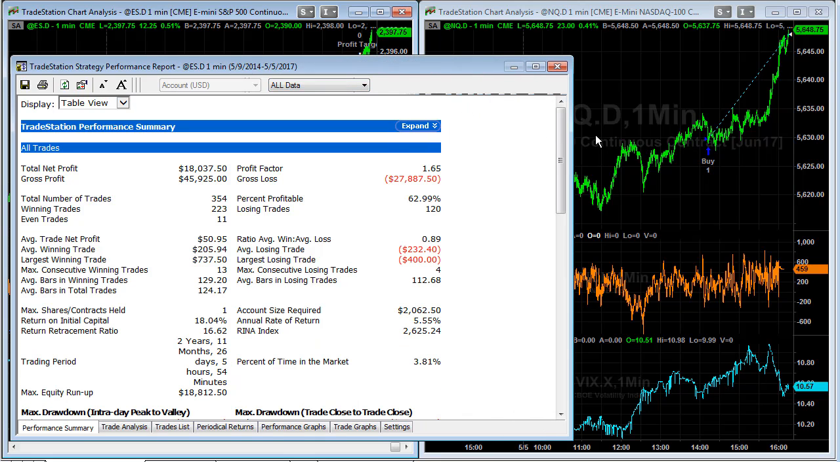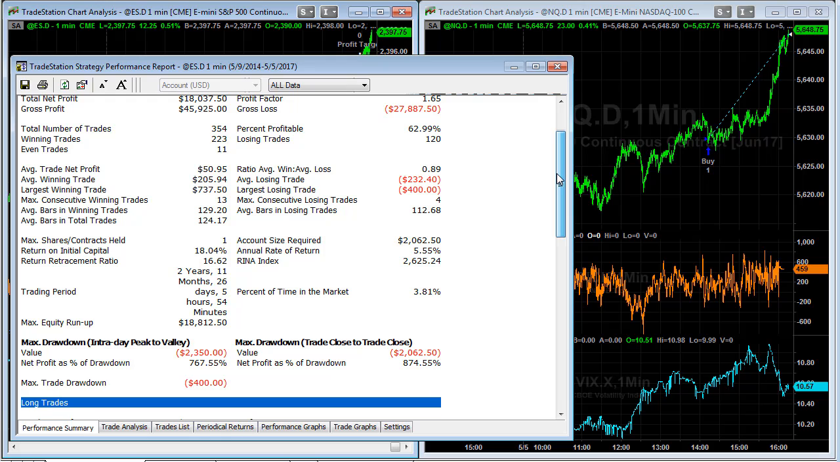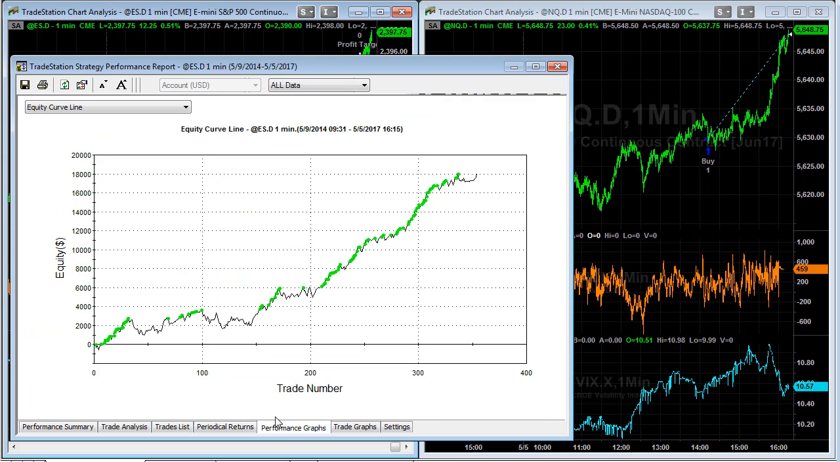This is the E-mini S&P, and 2350 max drawdown, 50.95 average trade profit, and this number is higher more recently. As you can see, the equity curve is kind of sideways in here, and then it moves higher. That would indicate that the average trade profit is higher in this region.